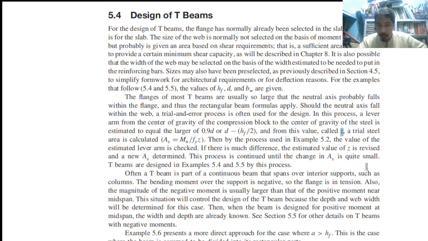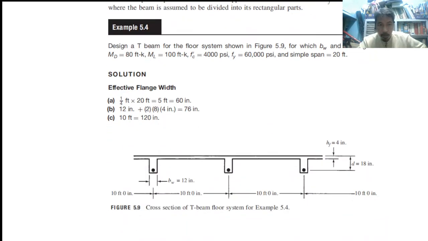Z. Okay? The trial steel area is calculated. So, trial meaning we may be able to recalculate later on, iterate for the second time, third time. So, don't iterate more than a third time because you must be able to find out the answer the second time, actually. Okay. So, by using this procedure. Okay? So, let us go to the example.